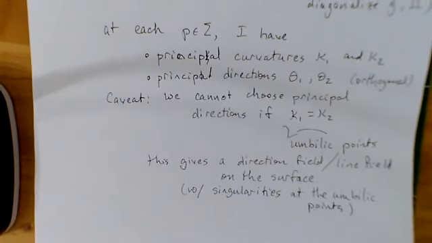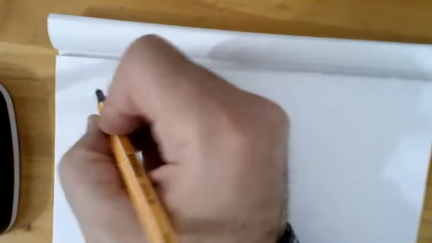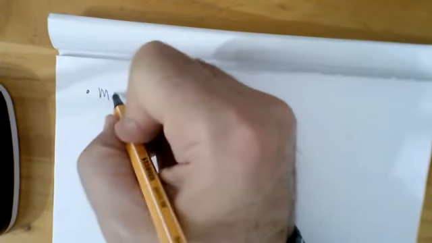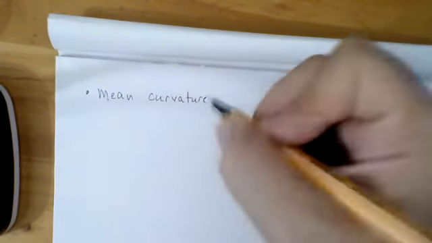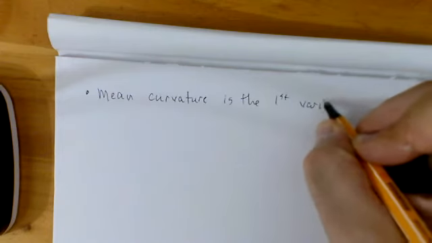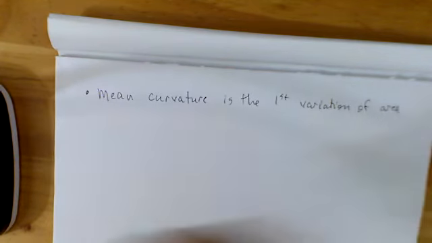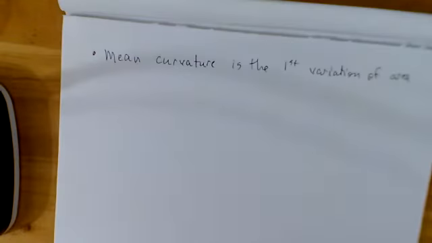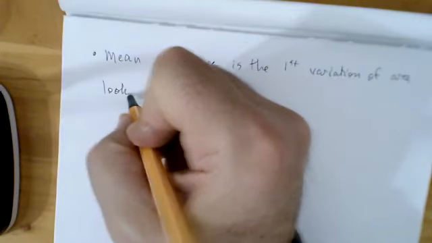Okay, there's one last thing I want to close with, which is an interpretation of the mean curvature, and this is going to come from our graphical formulation. So mean curvature is the first variation of area. And for this approach, I'm going to make this as simple as possible, and let's look at graphs.